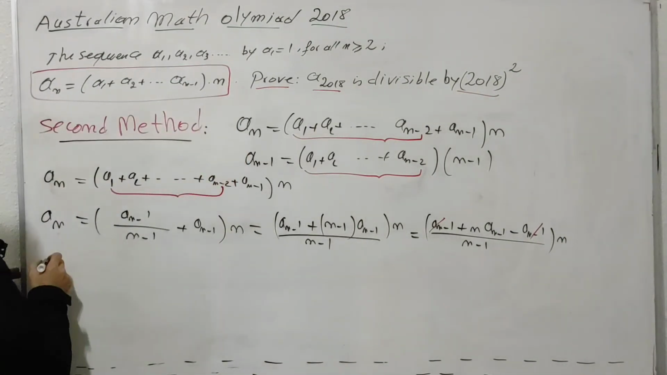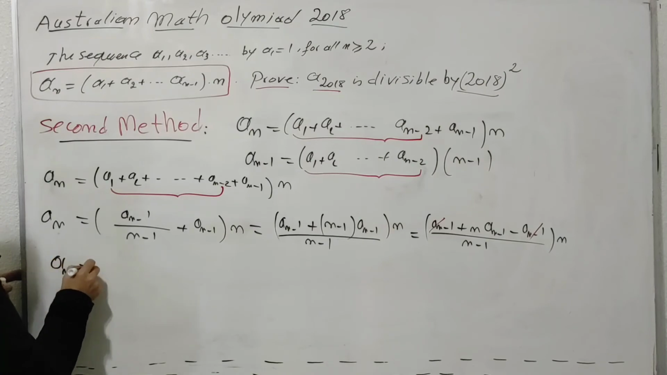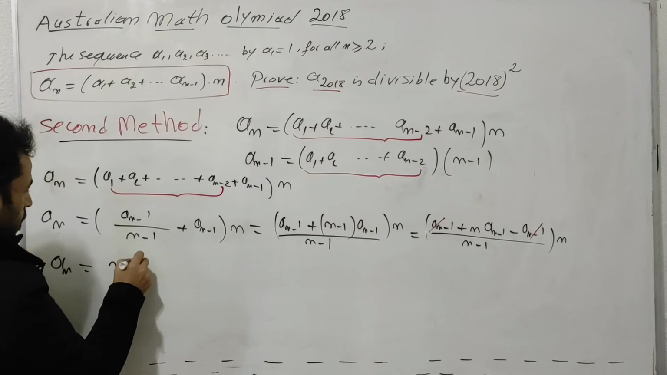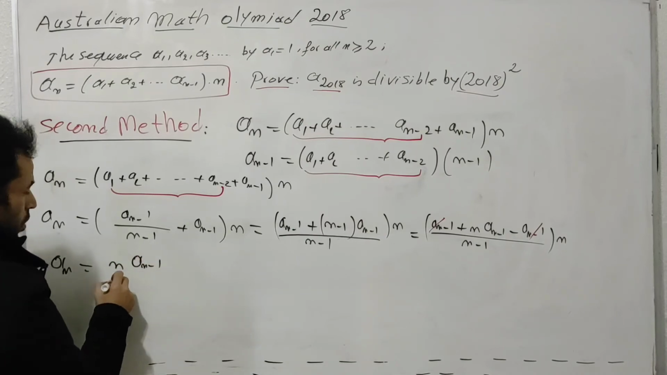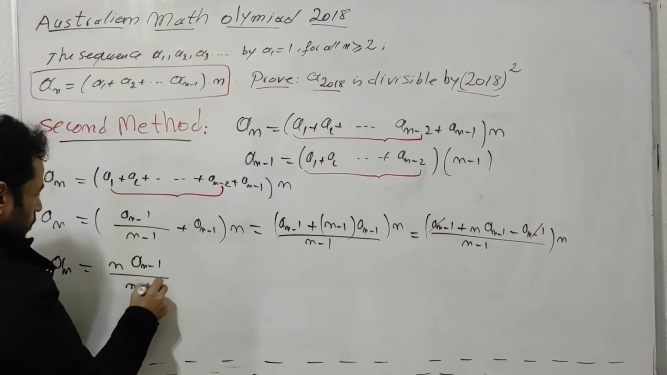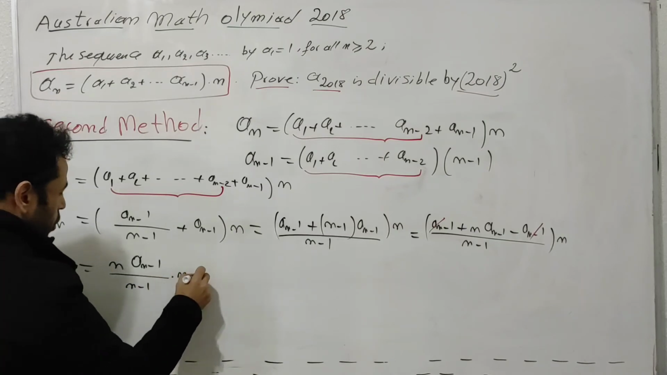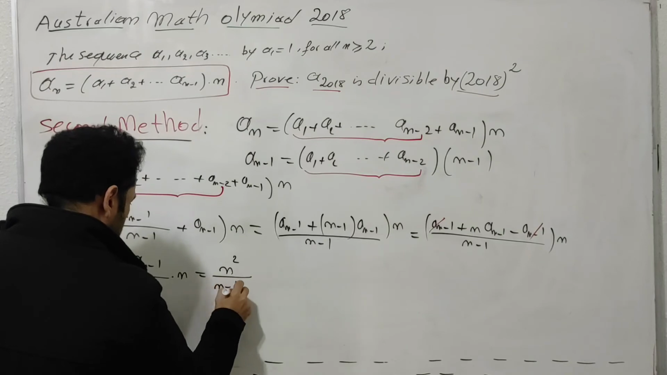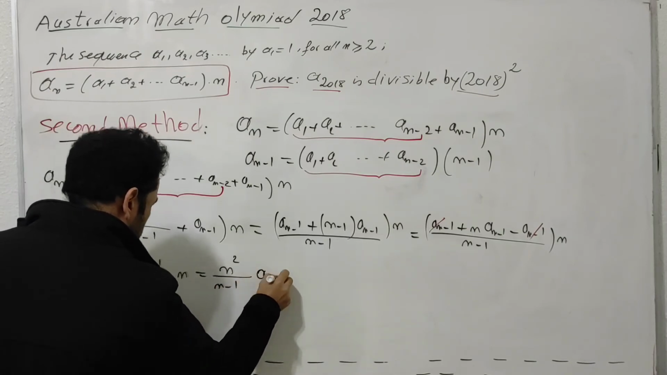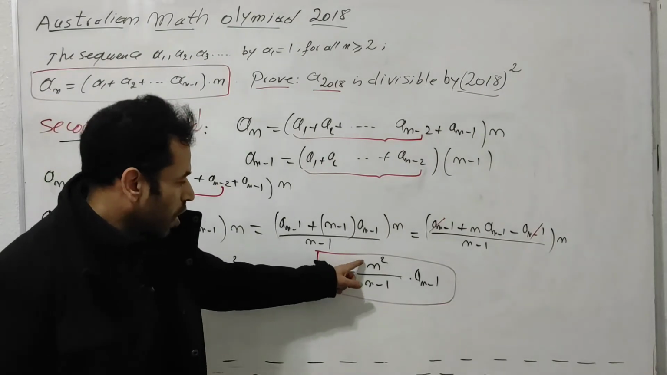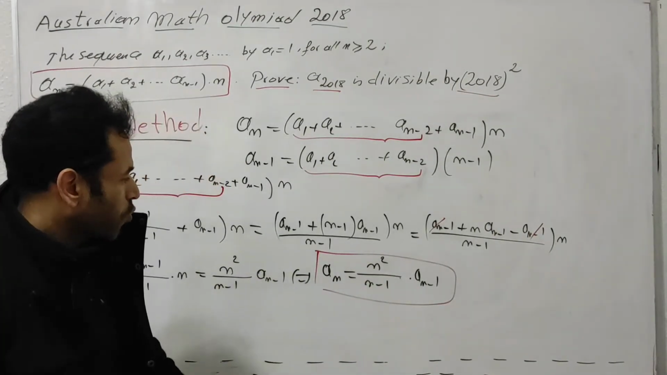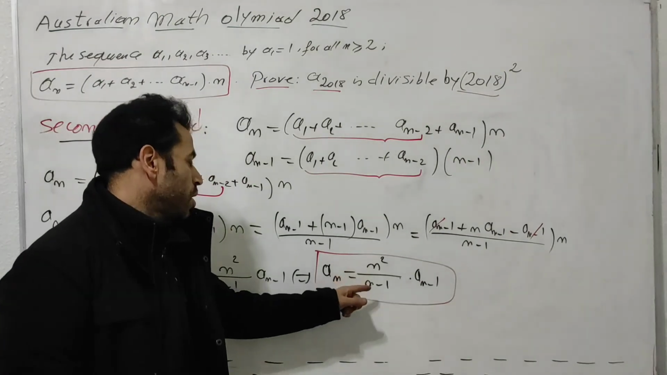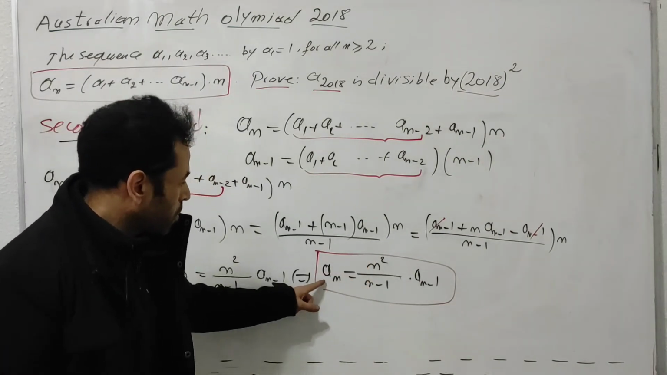So I will get the final expression, which is e sub n equal to n multiplied by e sub n-1 divided by n-1, multiplied by n, which is n² over n-1 multiplied by e sub n-1. Okay, since n and n-1 are relatively prime, what I mean by relatively prime is that n-1 does not divide n, that means n² must divide e sub n.